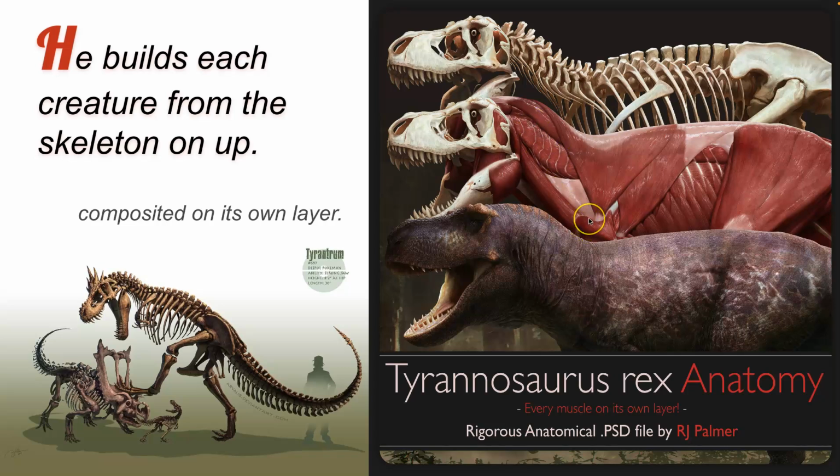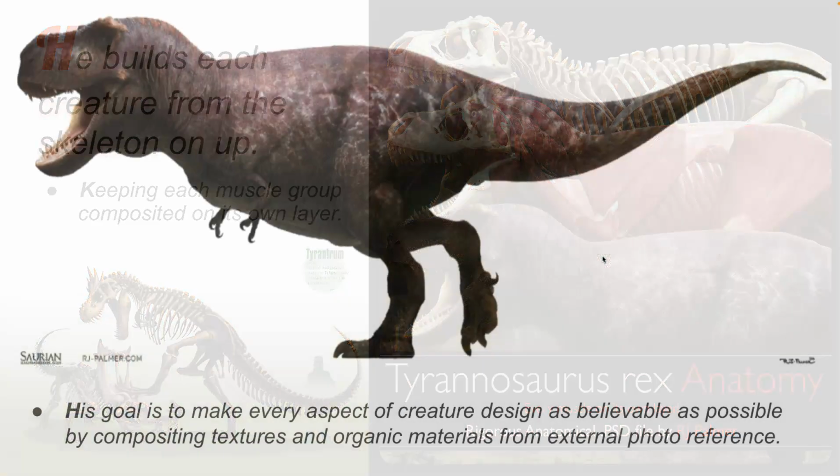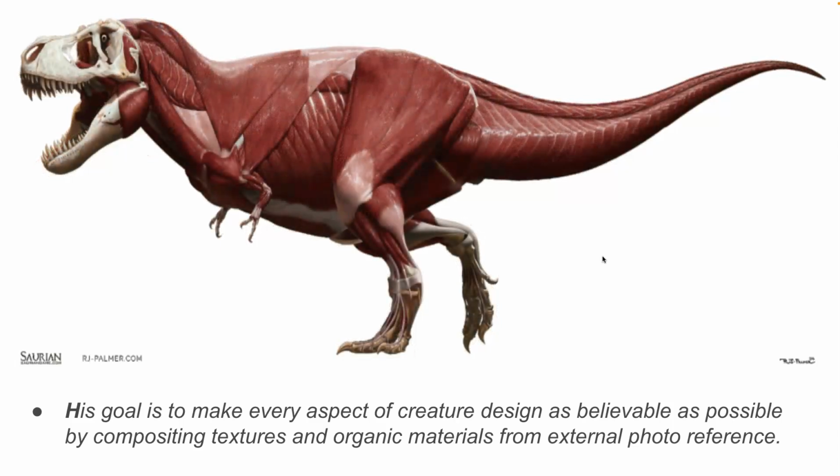But because there aren't medical text for a T-Rex, right, you're using mostly human muscle groups and then stretching them and connecting them and really understanding the anatomy that's shared by all vertebrate creatures. And so he would layer it up, and his goal was to make just a very realistic dinosaur, keeping each muscle group in its own layer, keeping the skeleton separate, and eventually building up to the skin.